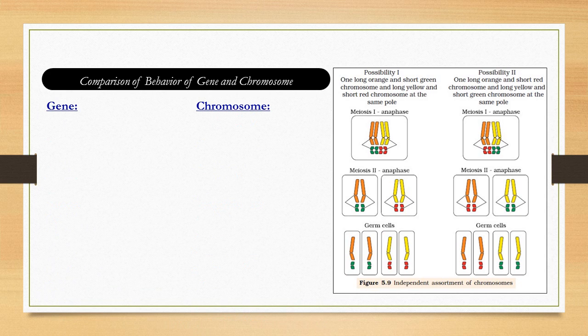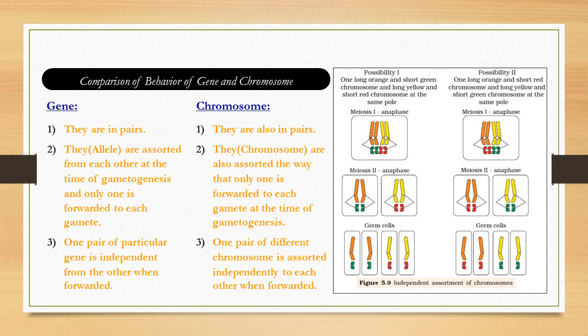Now they have compared the behavior of genes and the behavior of chromosomes altogether. What they observed during the comparison, the first comparison, is, number one, genes are always in pair, and if you see chromosomes, they are also in pair. So gene, the unit factor concept given by Mendel, and the concept proposed by Sutton and Boveri, the chromosome, both are matching, right? Both are in pairs.